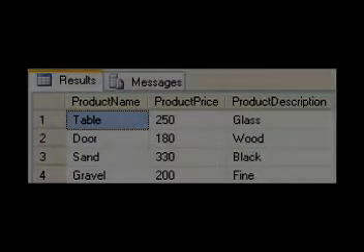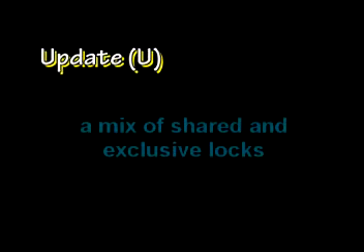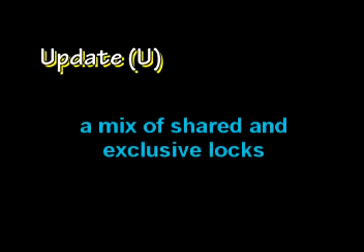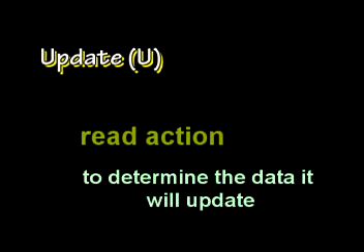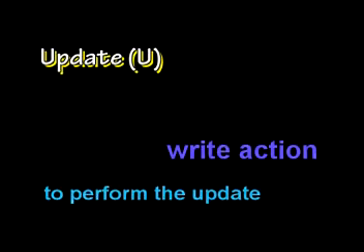Update locks. Update locks are a mix of shared and exclusive locks. Operations such as an update might consist of multiple actions, including a read action to determine the data that it will update and write action to perform the update.